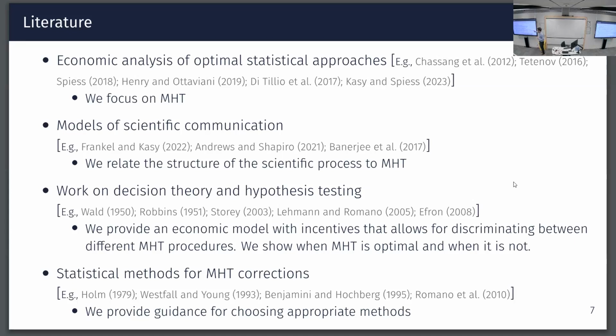We connect more broadly to the work on decision theory and hypothesis testing, which mostly looks at problems as a game against nature. The main distinction is that we think about this as a strategic environment, where there are two agents, and one agent has private information and private incentives, so mostly like a principal-agent problem. And finally, there is a large literature on statistical methods for multiple hypothesis testing correction, which provide methods to correct a given notion of compound error. Here we take a step back and think about when and which type of notion we want to consider based on economics.